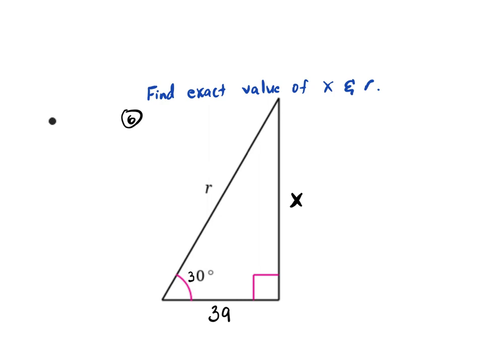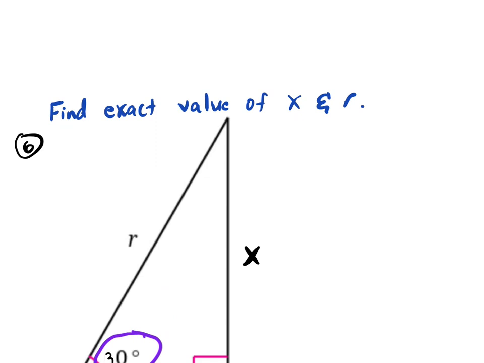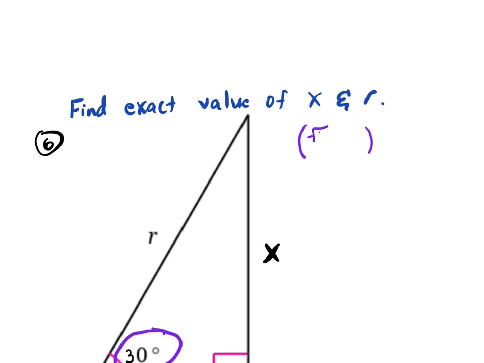All right. This is a 30, 60, 90. The angle they gave me, 30 degrees, is on the unit circle. Can you look real quick on the unit circle and tell me, please, what the ordered pair is at 30 degrees? Okay, so I have the square root of 3 over 2 and 1/2.